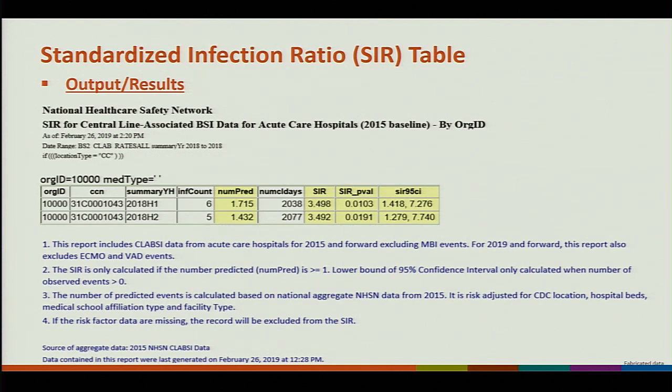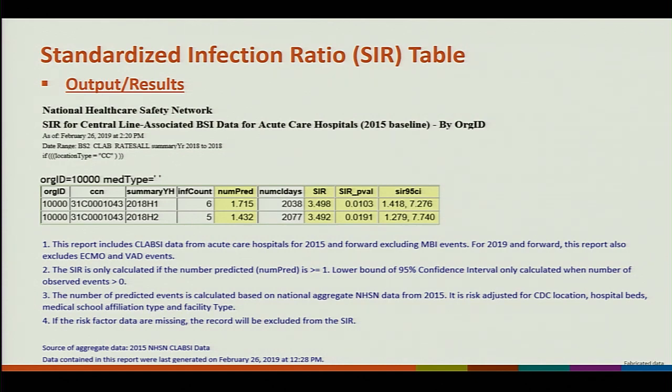Also, I just want to point out another important factor of this table, which is the footnotes. Please take the time to always read your footnotes. There is certain important information in there. So for example, the SIR cannot be calculated if your number predicted is less than 1. Also, for the CLABSI tables, it provides exclusions that are in place for your CLABSI numerators, such as ECMO and VAD. So certain important information, things that are included in the model, are also in the footnotes.